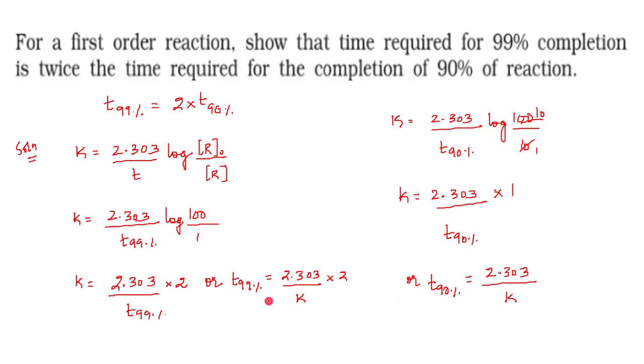So now you know the T 99% and T 90% relationships with K. You can take the ratio of T 99% divided by T 90%. So what we will be getting is T 99% divided by T 90%. It will be equal to what? T 99% was 2.303 multiplied by 2 divided by K. T 90% was 2.303 divided by K. The T 90% is in the denominator, so it becomes a reciprocal, and K divided by 2.303 comes here.